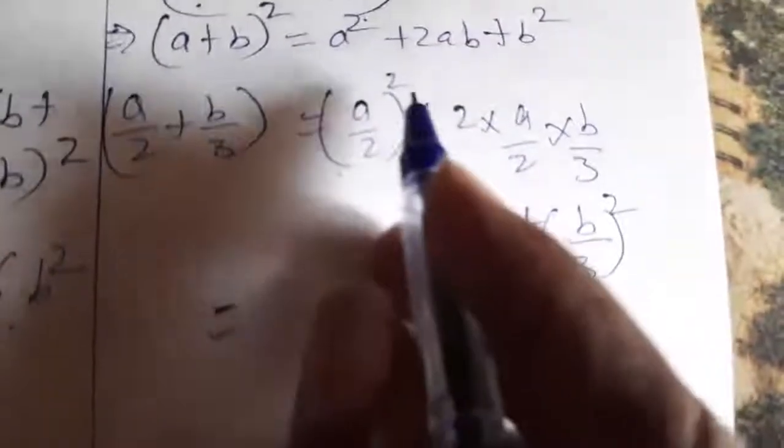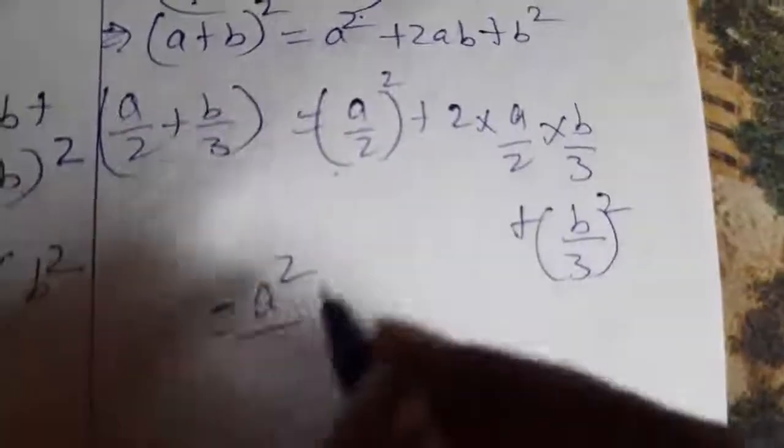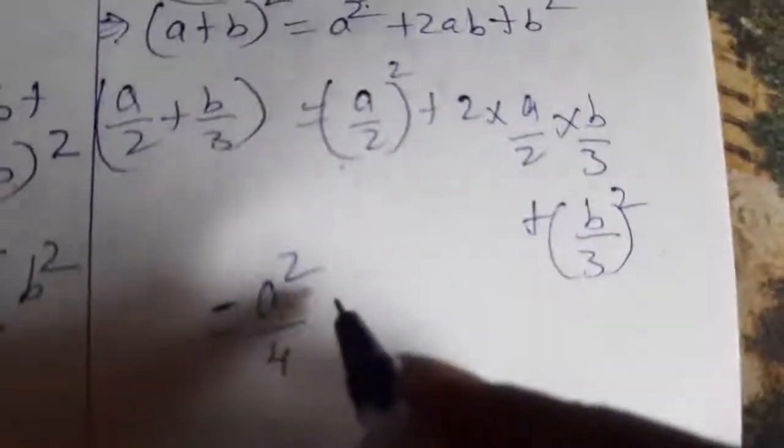So your answer we will write down as (a/2) the whole square. So a square, 2 square will be 4, 2 into 2 is 4, plus, look here children carefully, this is 2 into a upon 2 into b upon 3. Since it is into, I can cancel this 2 and this 2. So I am left with a into b upon 3. So that is ab upon 3 plus (b/3) the whole square. So it is b square upon 9.